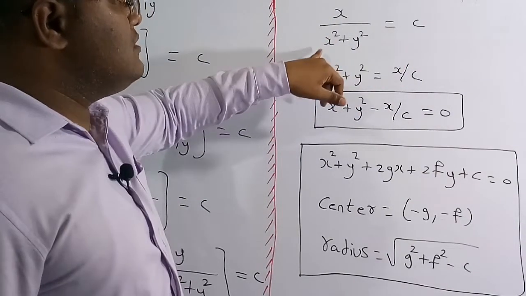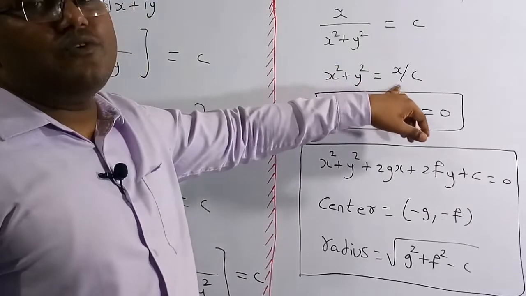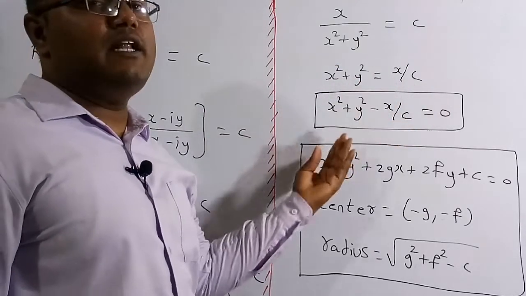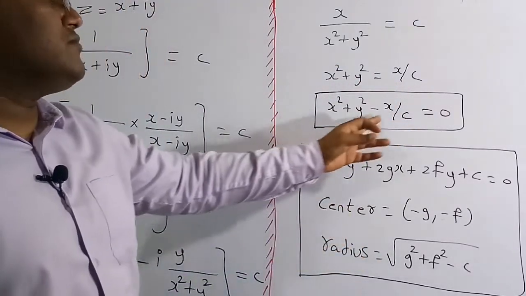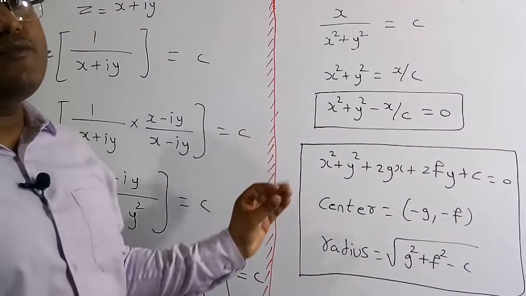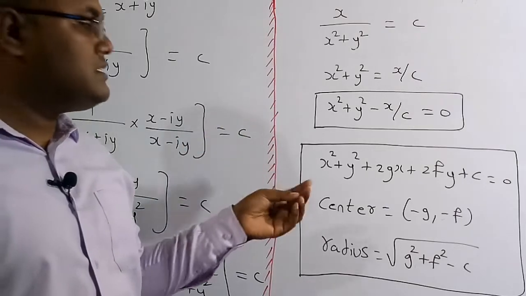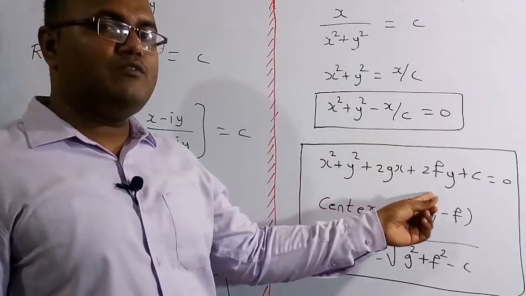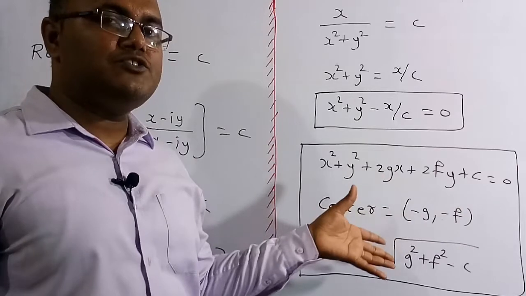I can take this c to this side. I am going to get x square plus y square is equal to x by c. If I take this term to the LHS, we are going to get x square plus y square minus x by c is equal to 0. This is going to look like the general format of a circle equation, which is x square plus y square plus 2gx plus 2fy is equal to 0. This is the general equation of any circle.